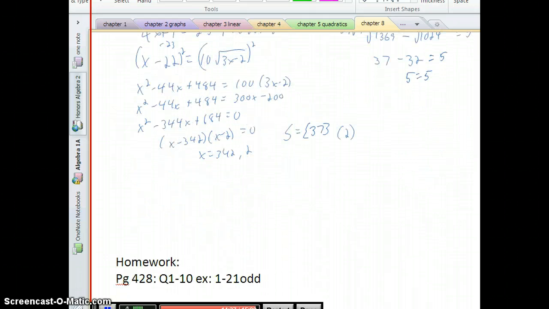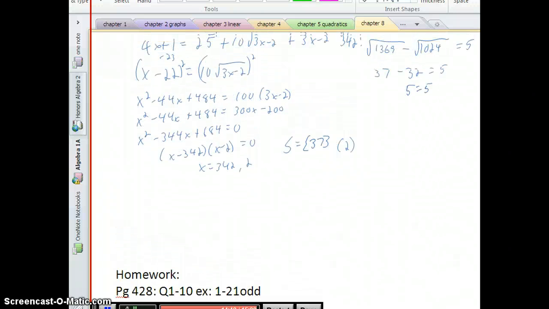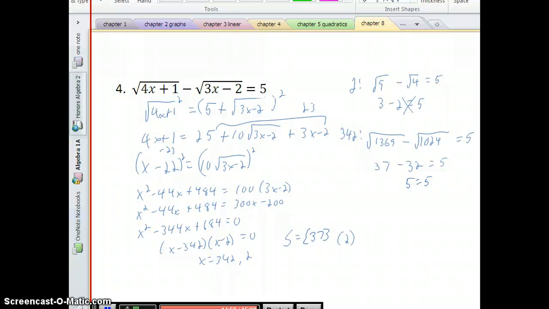That concludes our examples today. The homework tonight is page 428, the quick checks, and then exercises 1 through 21, the odd. Next time we meet, we will talk about how to solve some equations with fractions in them.